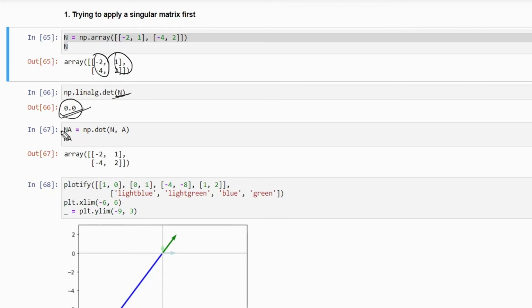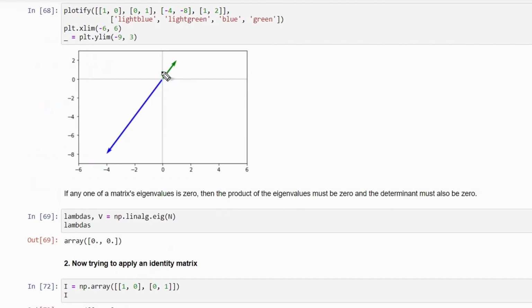So I will simply do a multiplication of the singular matrix N and our original matrix A, and we get this output, which is NA. And when I try to plot it, first I'm plotting the original matrix, which is matrix A, and then I'm plotting the output of A multiplied by N. So we can see a comparison here. Initially our matrix was representing this area, this rectangular surface. This area was represented by our original matrix.